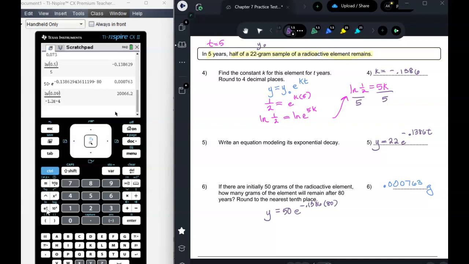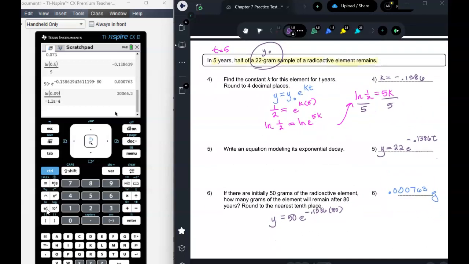Well, no, y0 is 22. We didn't use it for number 4 because we already talked about how if it's a half-life, it doesn't matter how much you start with. Listen, if you wanted to put 22 in here, then this would be 11.